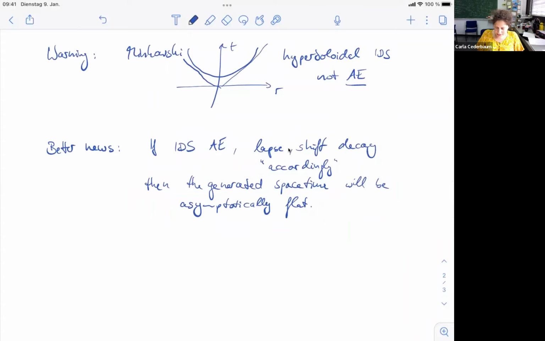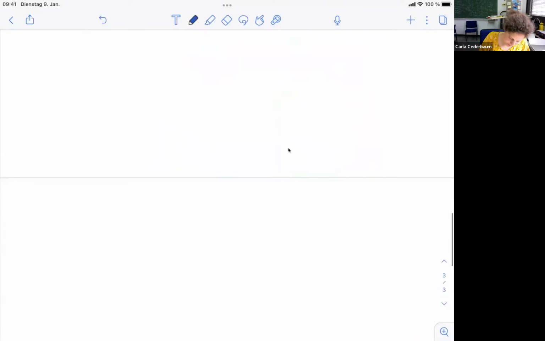Okay, so here's an example. We look at the spatial Schwarzschild. Recall this was the canonical initial data set in the Schwarzschild spacetime.